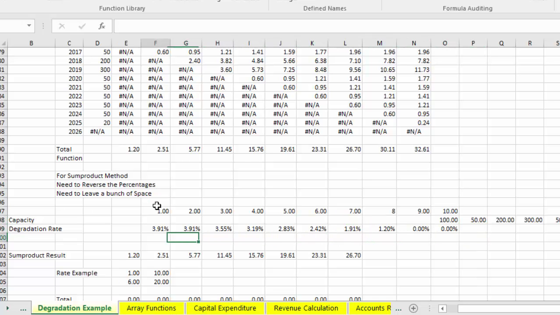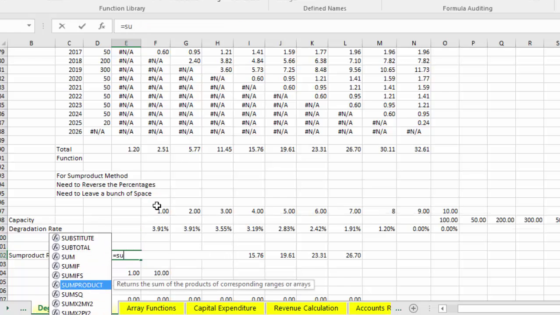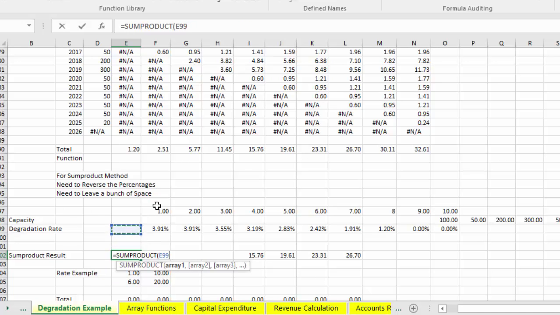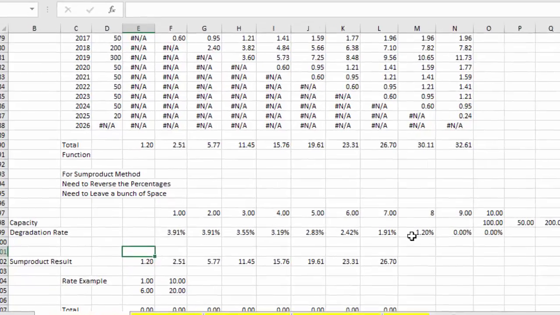Let's demonstrate that really quickly. You put equals sumproduct, and then you have to go backwards. So we go 1, 2, 3, 4, 5, 6, 7, 8. Now remember that one of the key things about the sumproduct is you absolutely need the same number of items, 1, 2, 3, 4, 5, 6, 7, 8. It's like a matrix algebra thing. And then you press F4, and it gives you the right number.